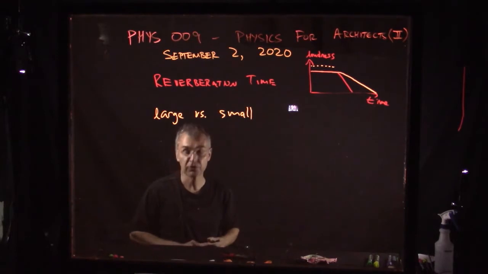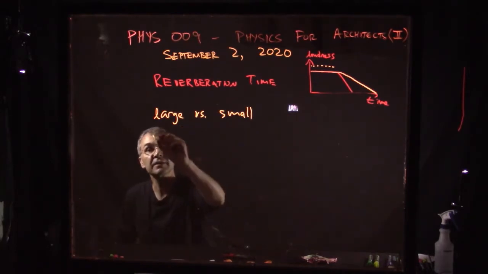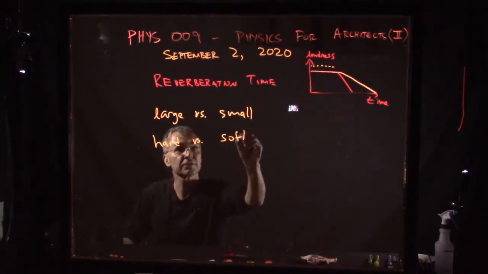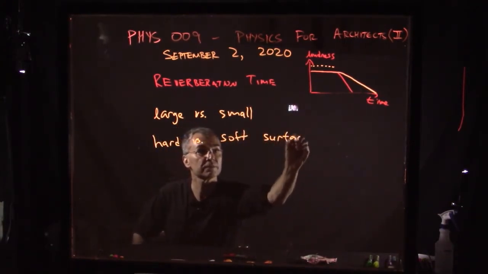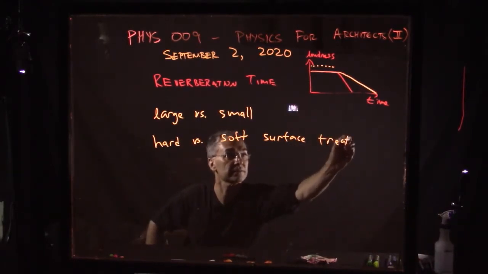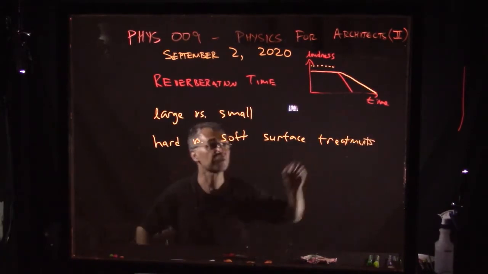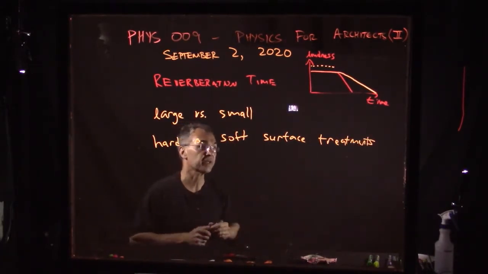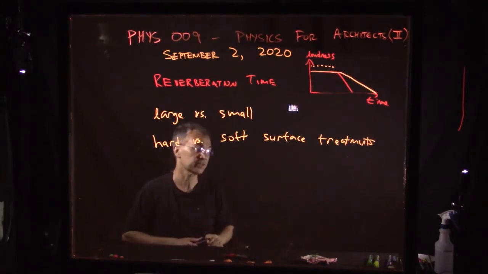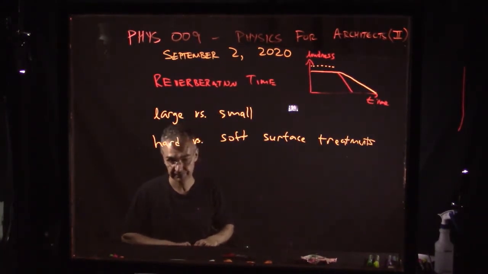And then also, how about hard versus soft surfaces? Surface treatments, how about that? In other words, do we have carpeting on the floor? Do we have plush curtains? Do we have lots of plush furniture? Or do we have something like hard plaster walls, hard wood floors, or concrete floors, and so on.